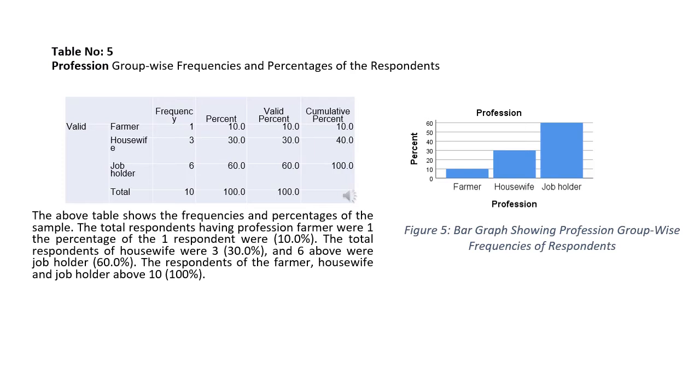Question number 5 shows the profession group-wise frequencies and percentages of the respondents. Basically, most of the respondents are job holders. You can see this graph and table.